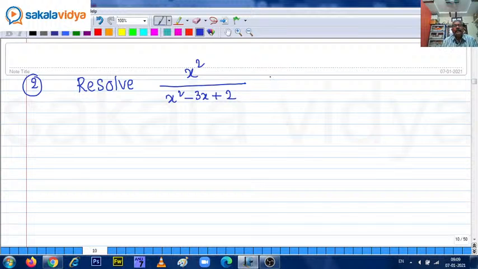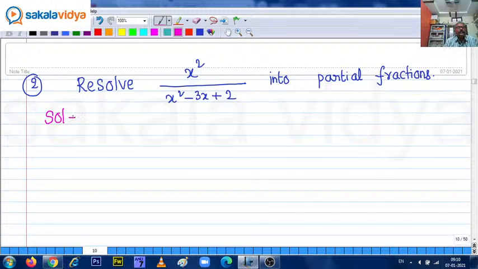Into partial fractions. First you check this question, x square. The degree of the numerator is 2, the degree of the denominator is 2. Then f of x by g of x is actually an improper fraction. So first we need to divide. You will get 1, because x square coefficient 1, x square coefficient 1. 1 plus something, partial fractions we need to write.